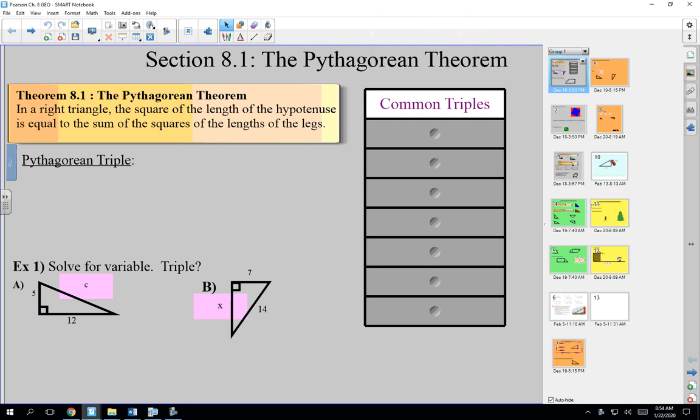The Pythagorean Theorem says in a right triangle, the square of the length of the hypotenuse is equal to the sum of the squares of the lengths of the legs. Within the field of construction, if you ask somebody about the Pythagorean Theorem, they'll probably know a little bit about it. They probably have tools in their toolbox that might represent these Pythagorean triples, like a 3, 4, 5, or some multiple of that.